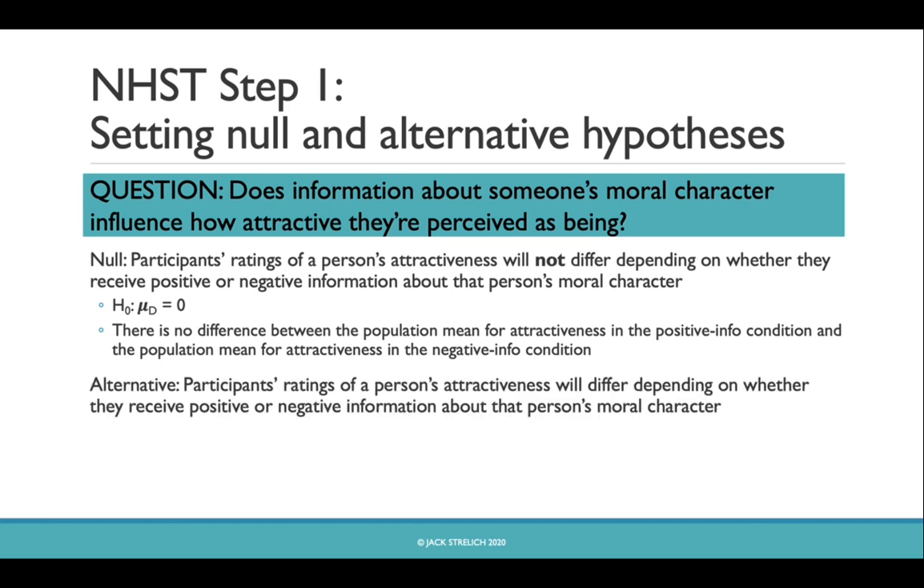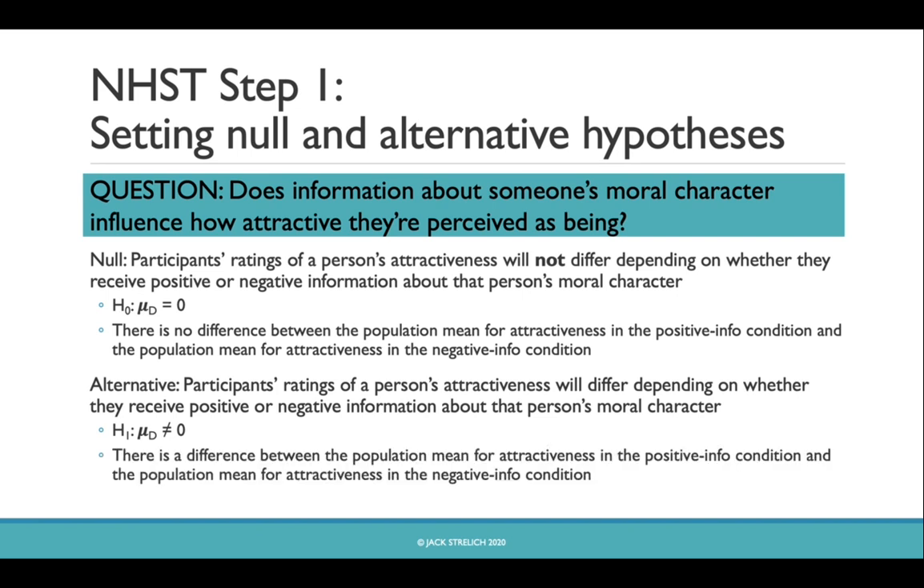Our alternative hypothesis will be that participants' ratings of a person's attractiveness will differ depending on whether they receive positive or negative information about that person's moral character. We represent the alternative hypothesis with mu sub d does not equal 0. In other words, there is a difference between the population mean for attractiveness in the positive info condition and the population mean for attractiveness in the negative info condition. Crucially, note that this is a two-tailed, non-directional hypothesis. We hypothesize that there will be a difference, but we do not hypothesize in which direction it will be.